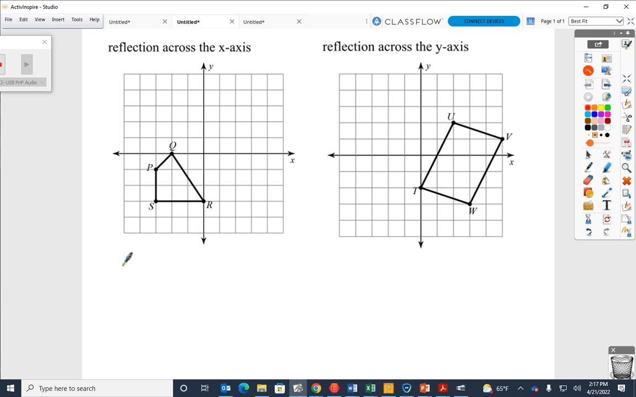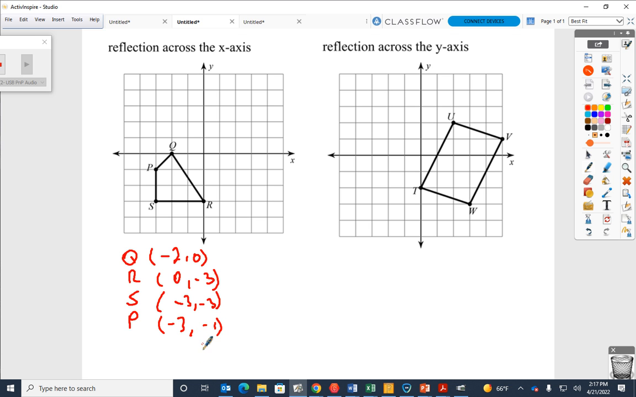So if we were to write these coordinates, Q, R, S, and P, what are the coordinates of Q? -2, 0. What are the coordinates of R? 0, -3. What are the coordinates of S? -3, -3. And what are the coordinates of P? -3, -1. Now we can do this 2 different ways.